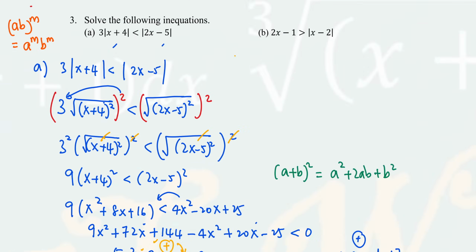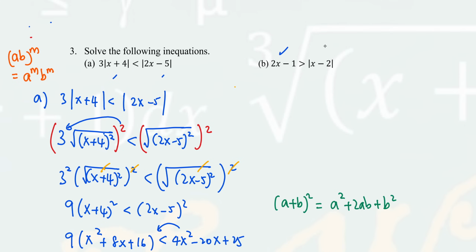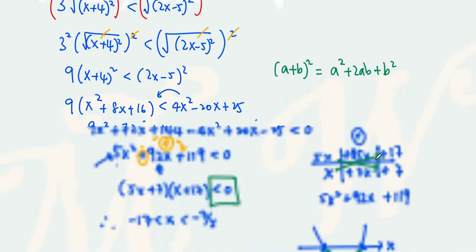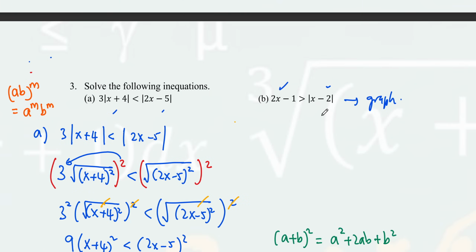Okay, so now part B. When you look at part B here, you have one linear function, and another one is a modulus. So when it just involves one modulus and the other one is also a function, we are not going to use the definition anymore. Okay, so what we need to do is refer to the graph. So this question I will solve using graph. Alright, so I will sketch the graph first. So it means that part B will be 2x minus 1 greater than modulus x minus 2.